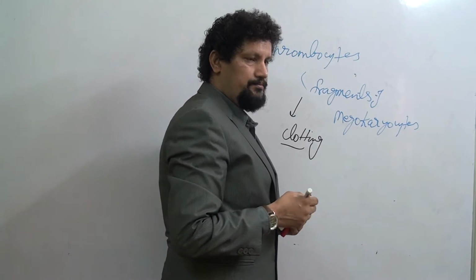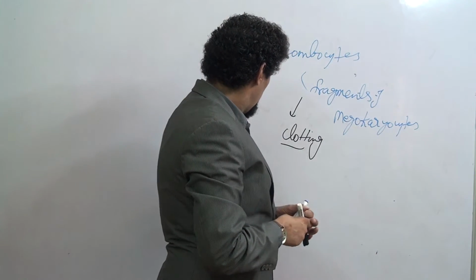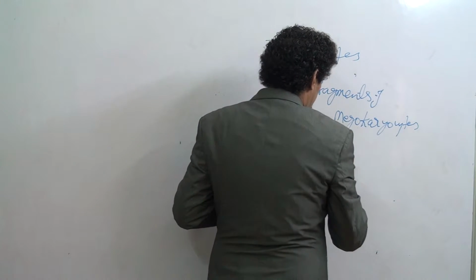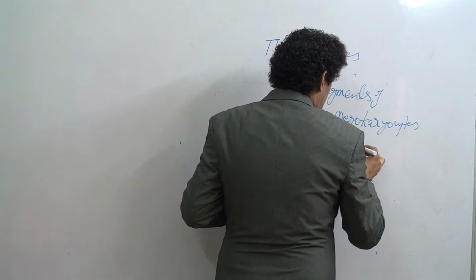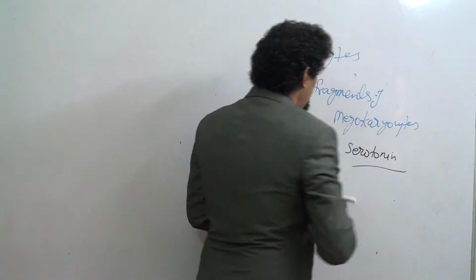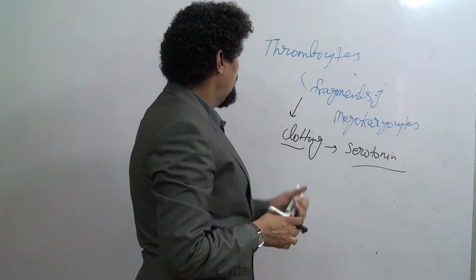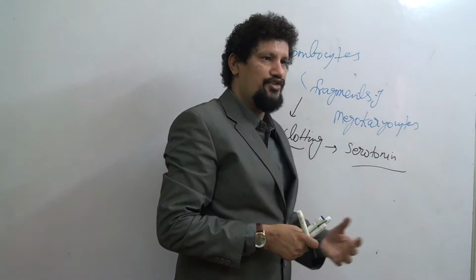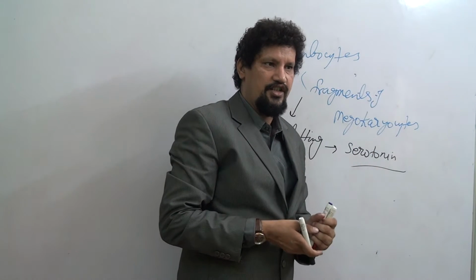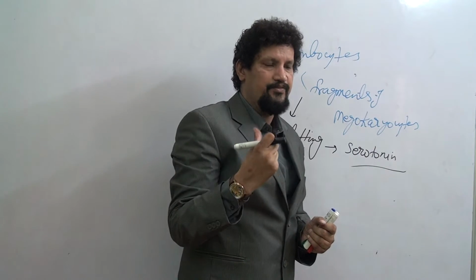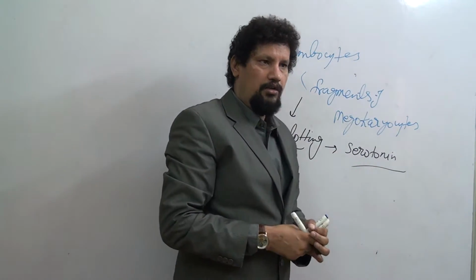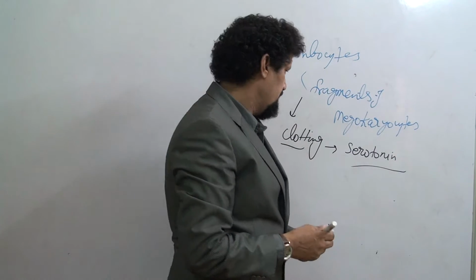with the neutrophils, and these cells also secrete serotonin. The thrombocytes migrating towards the injured area secrete serotonin, which is a vasoconstrictor, and it constricts the arterial wall and checks the bleeding.